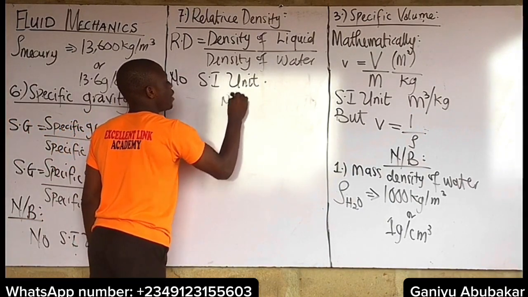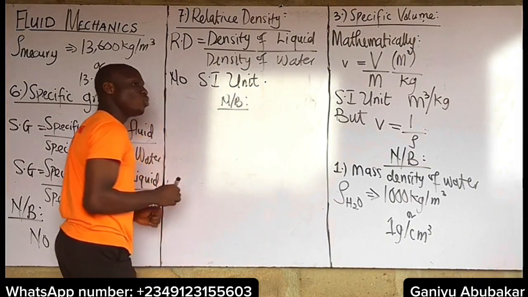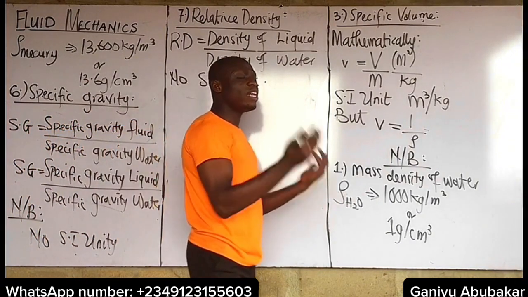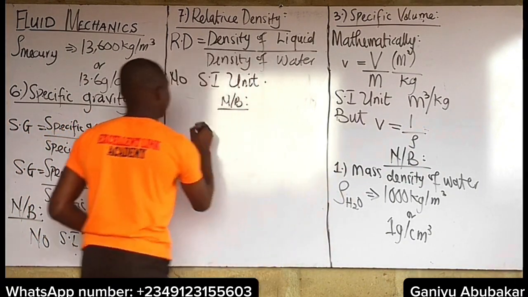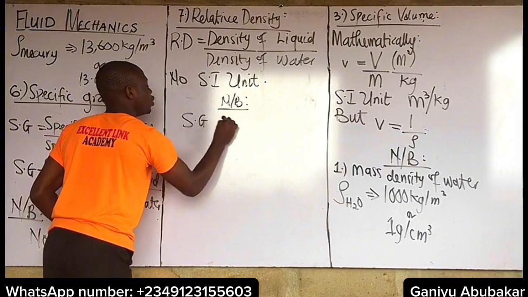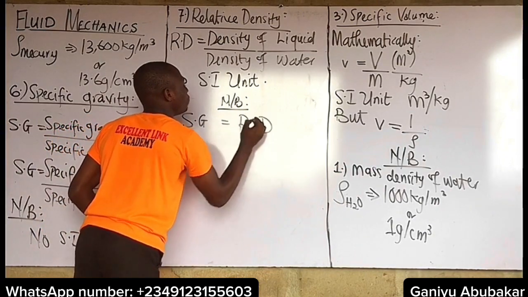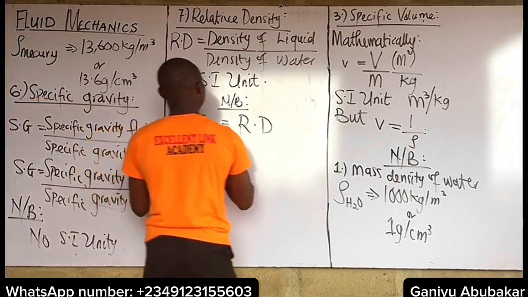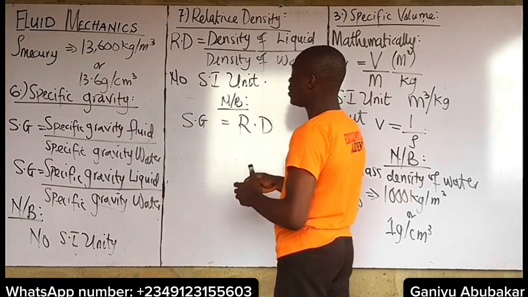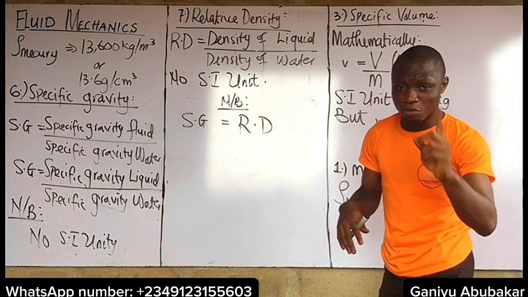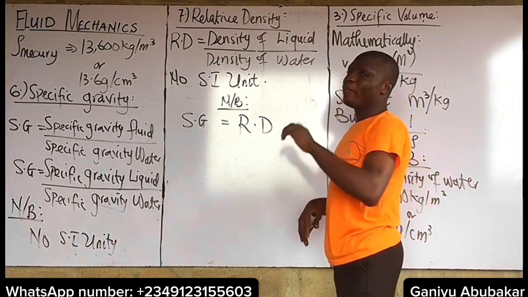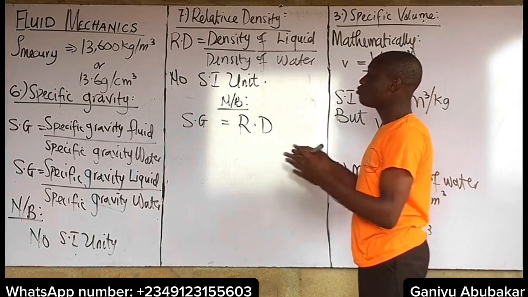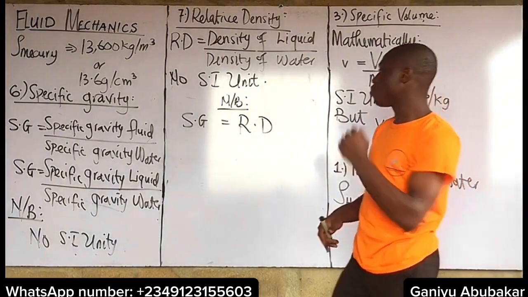Note one thing very important at this point. Note that specific gravity is equal to relative density, mathematically. So I'm saying that specific gravity is the same as relative density. That's for your level. When I did my own research, they are not actually the same thing, but we assume they are the same thing for A level.